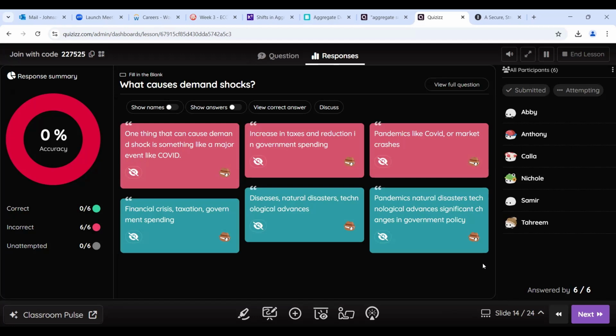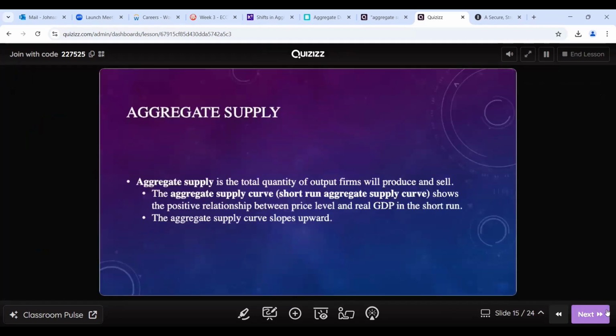Pandemics like COVID or market crashes, yes, that would shift it left. Financial crises, taxation, government spending. Yeah, so financial crises, changes in taxation, changes in government spending would cause a demand shock. Diseases, natural disasters, technological advances, yes, those change demand. Pandemics, natural disasters, technological advances, significant change in government policy. Yeah, all good examples there.